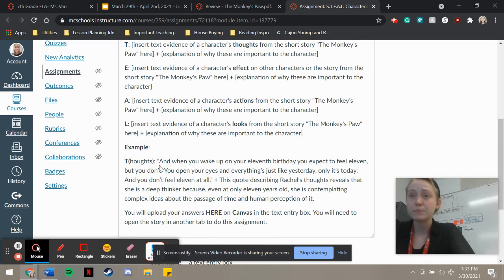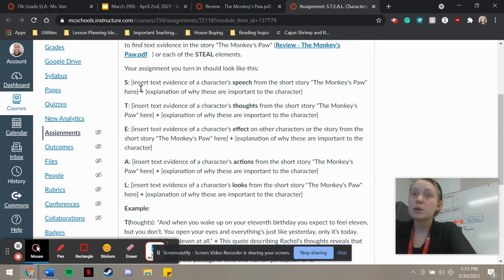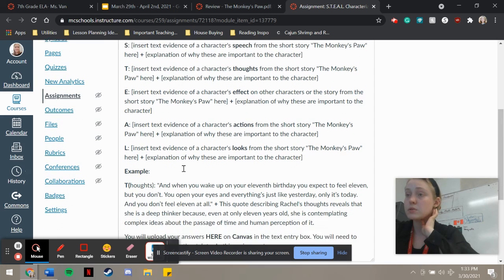So here's an example. This one's from Thoughts. This one here is showing one of the character's thoughts, and then I added my own explanation of why that quote, note that I put it in quotation marks, is important, what it shows about that character. You only need to do one for each: one for speech, one for thoughts, one for effect, one for actions, and one for looks. You can choose any of the characters from the story that you would like.